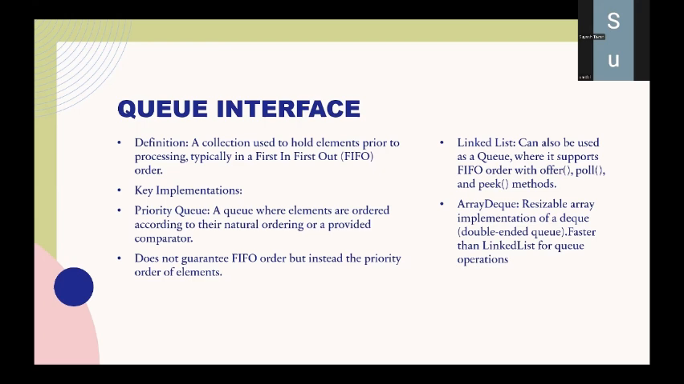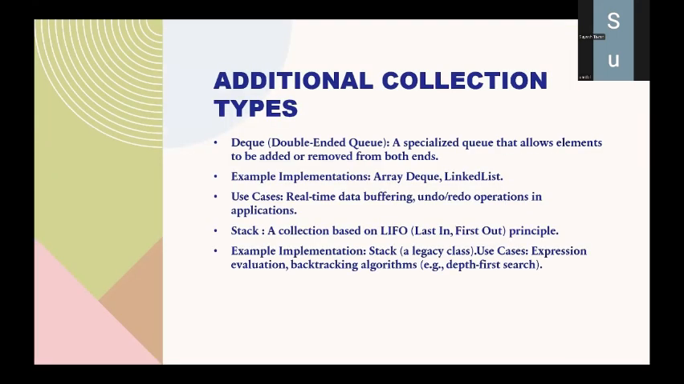Now, the third one is the ArrayDeque. That is a resizable array implementation of a deque, that is the doubly ended queue, faster than linked list for queue operations. So these are the few queue interfaces that a programmer will encounter while working with this. Now, additional collection types. What are actually the additional collection types? Additional collection types include the deque, that is a doubly ended queue, and it is a specialized queue that allows elements to be added or removed from both ends.